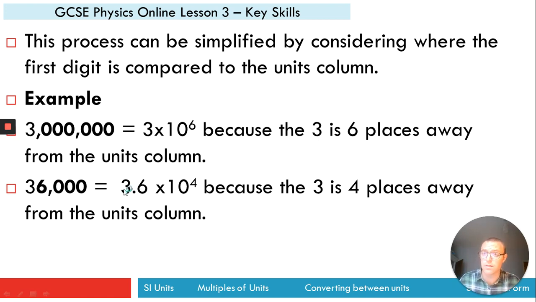Likewise, 36,000 we can write as 3.6. Remember, the number has to be between 1 and 10, so 3.6 multiplied by 10 to the 4, because 3 is 4 places away from the units column. This 3, the first digit, if we look at our units column here, how many places is it away? 1, 2, 3. 4 places away.